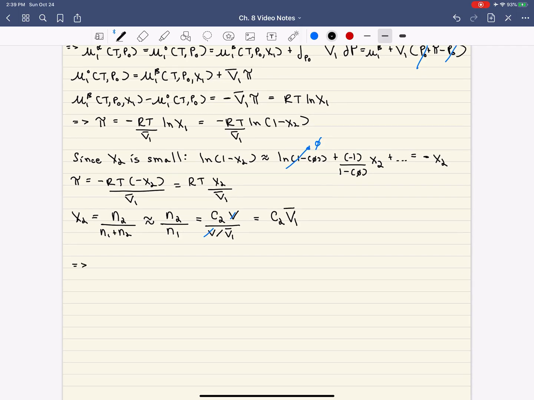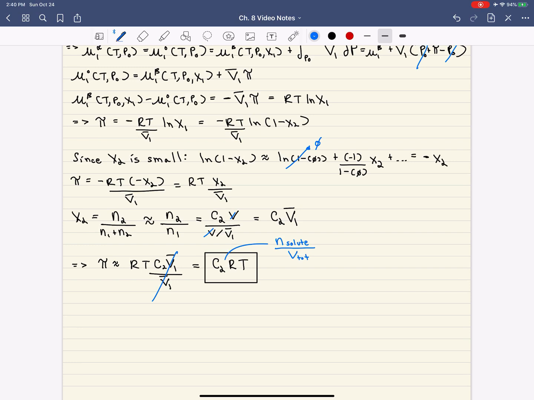We now go back and plug that into our pi equation, and we get that our osmotic pressure is equal to RT times C2 V1 bar over V1 bar. These V1 bars cancel, and what we get is that osmotic pressure is just equal to C2 R times T, which is exactly what's observed experimentally. All right? And so just as a reminder, this C2 term is moles of solute over the total volume of the beta compartment, or the system that you care about.